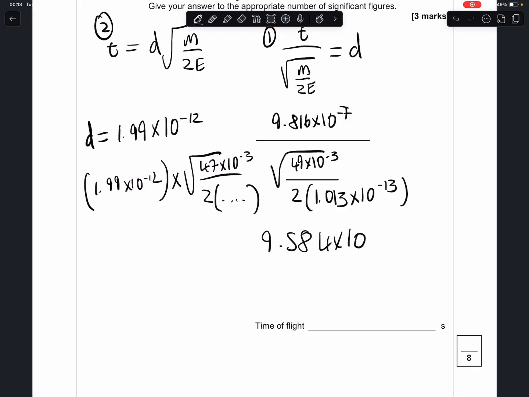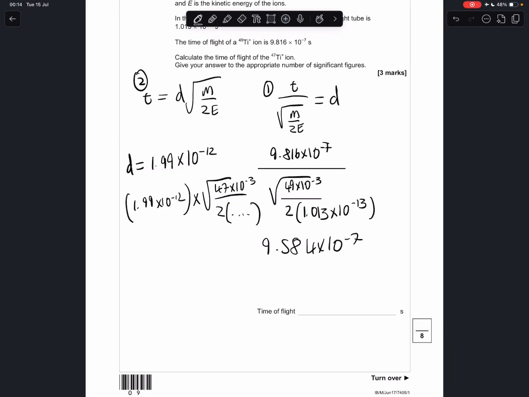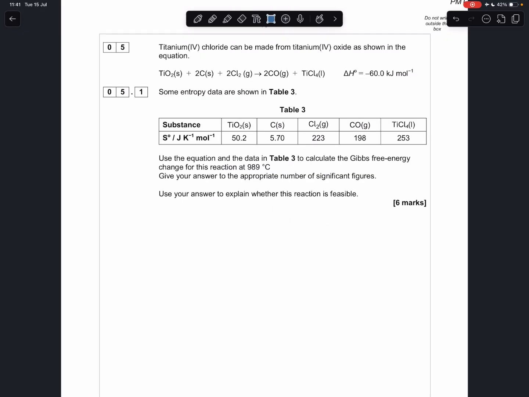So if you put that all into your calculator, you will then get your time, which is 9.584 times 10 to the negative 7. However, don't forget, we need this to the appropriate number of significant figures, so that is going to be 9.6 times 10 to the negative 7. There you go.